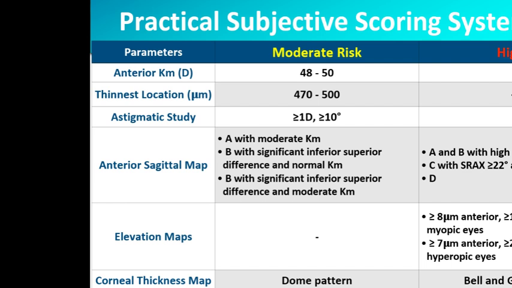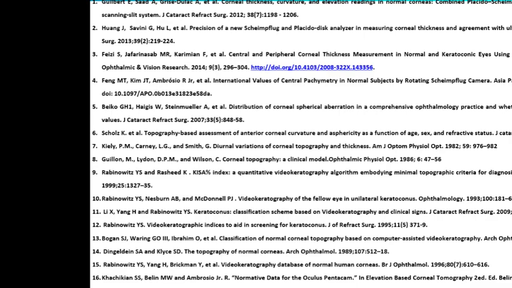Well, if we have two moderate risk factors in one eye, it is of high potential. If we have one high risk factor, it is of high potential to develop ectasia if we touch the cornea. So as you see, this categorization will make it easy for you to know what you see and how to manage. Okay, these are the references.